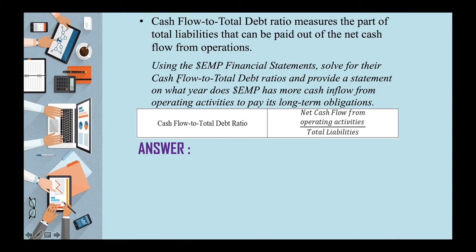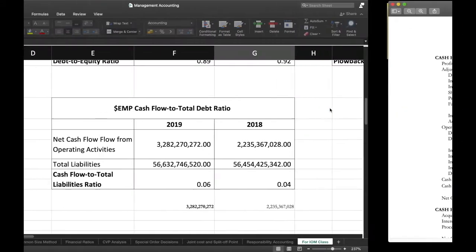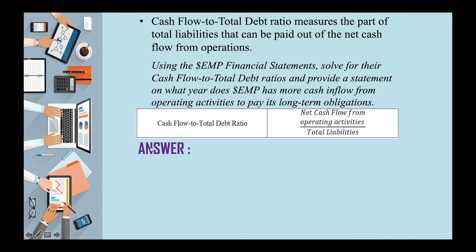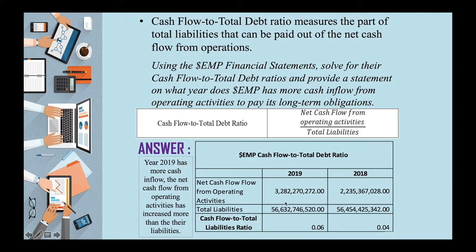Ayan. So, for the answer dito, provide a statement on what year does EMP has more cash inflow from operating activities to pay its long-term obligation. Of course, yung mas mataas. Itong 2019. Ayan. Answer natin is 2019. Mas malaki kasi. 0.06. Meaning, guys, mas may kakayahan silang bayaran yung total liabilities nila na ang panggagalingan ng pera is yung operating activities. No, yung net cash flow from operating activities. Sorry for the typographical error dito. Ayan. So, that is the cash flow to total debt ratio.